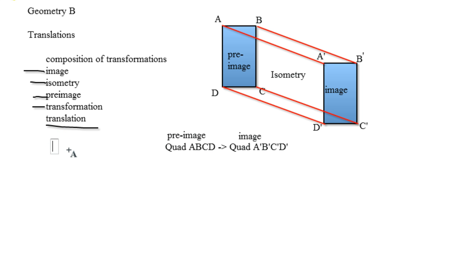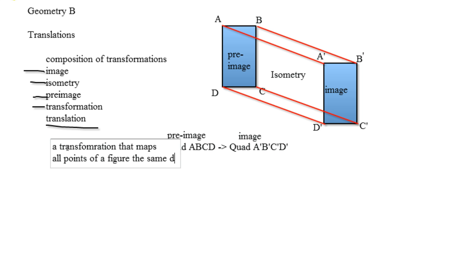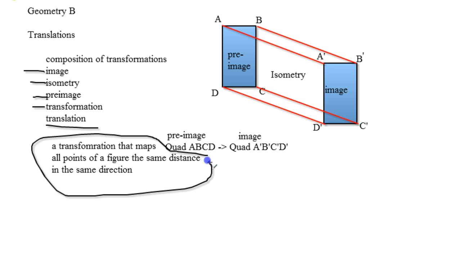So a translation is a transformation that maps all points of a figure the same distance in the same direction. Okay, so that's the exact definition that we're going to need to talk about a translation.